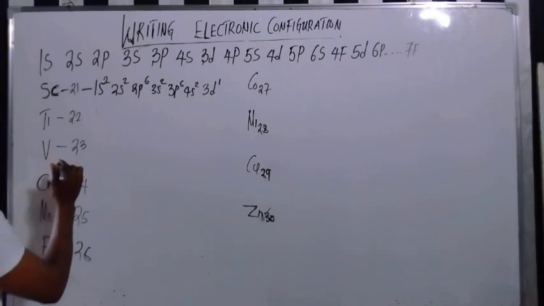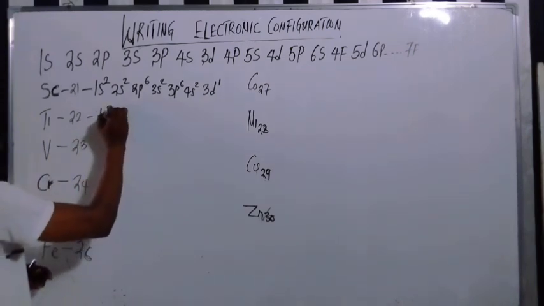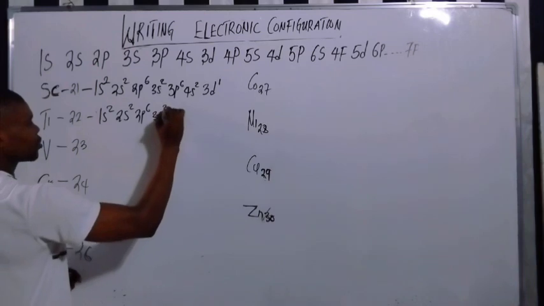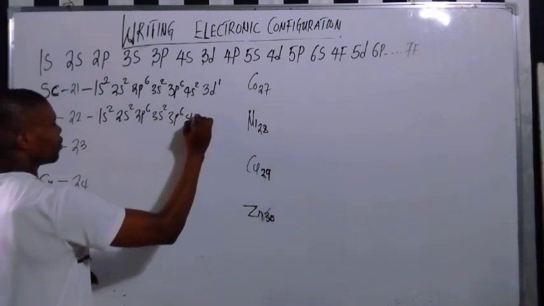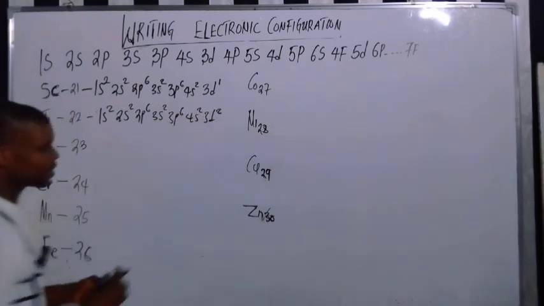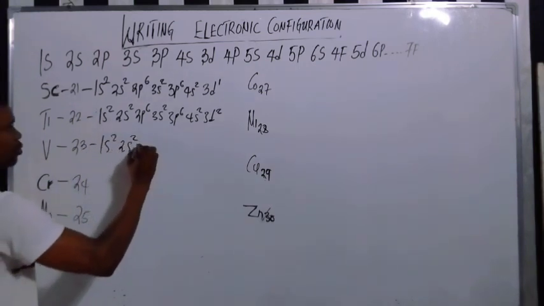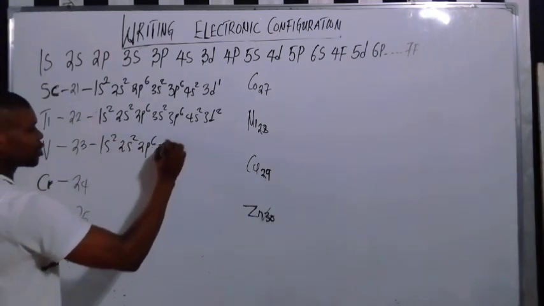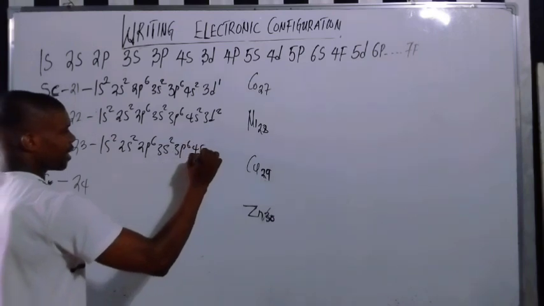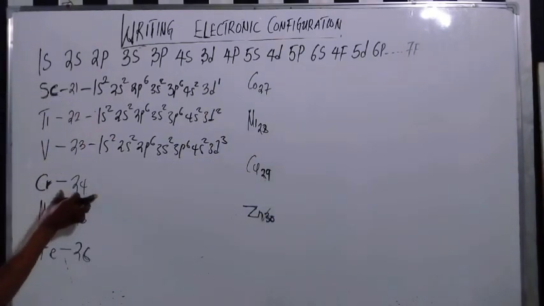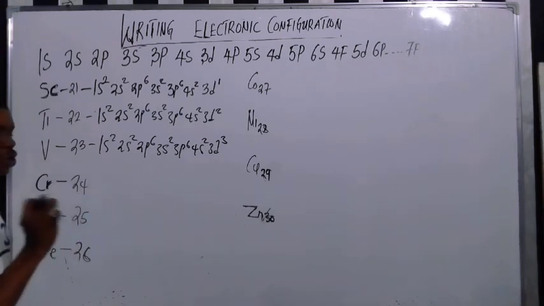If you check here, it's going to be the same thing. 1s2, 2s2, 2p6, 3s2, 3p6, 4s2, 3d2. Can you see that? So here it's going to be 1s2, 2s2, 2p6, 3s2, 3p6, 4s2, 3d3.